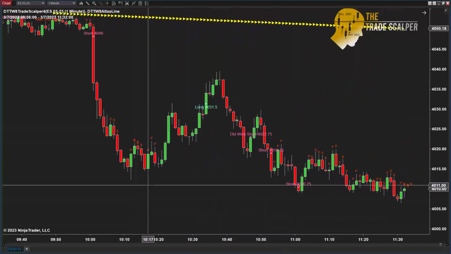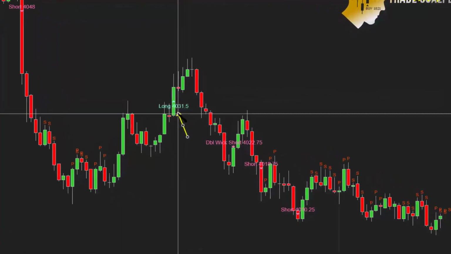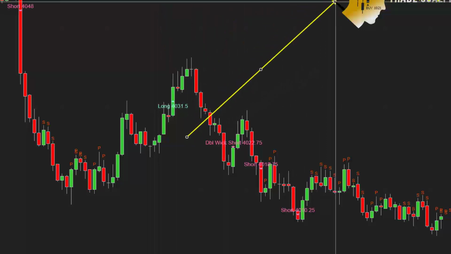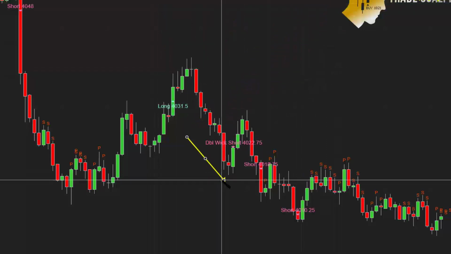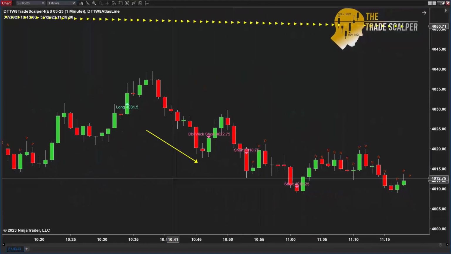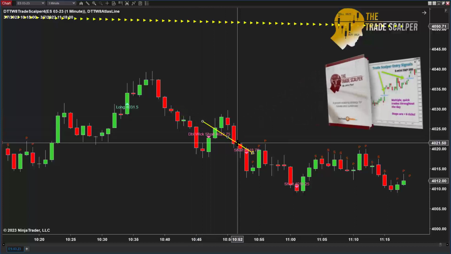And as I continue, we have a long. So this long signal on the Trade Scalper could easily be filtered out, because really, as long as we're below the Atlas line, we may just want to focus on the scalping signals. Now, the scalping signals offered are two. We have the double wick entries and we have the main signals.